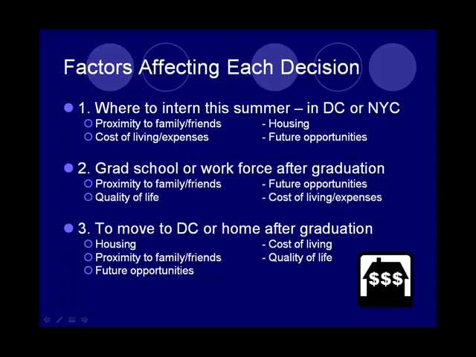For decision 1, the factors were proximity to family and friends, housing, cost of living and expenses, and future opportunities. For decision 2, the factors were proximity to family and friends, future opportunities, quality of life, and cost of living and expenses. For the last decision, the factors were housing, proximity to family and friends, future opportunities, cost of living, and quality of life.